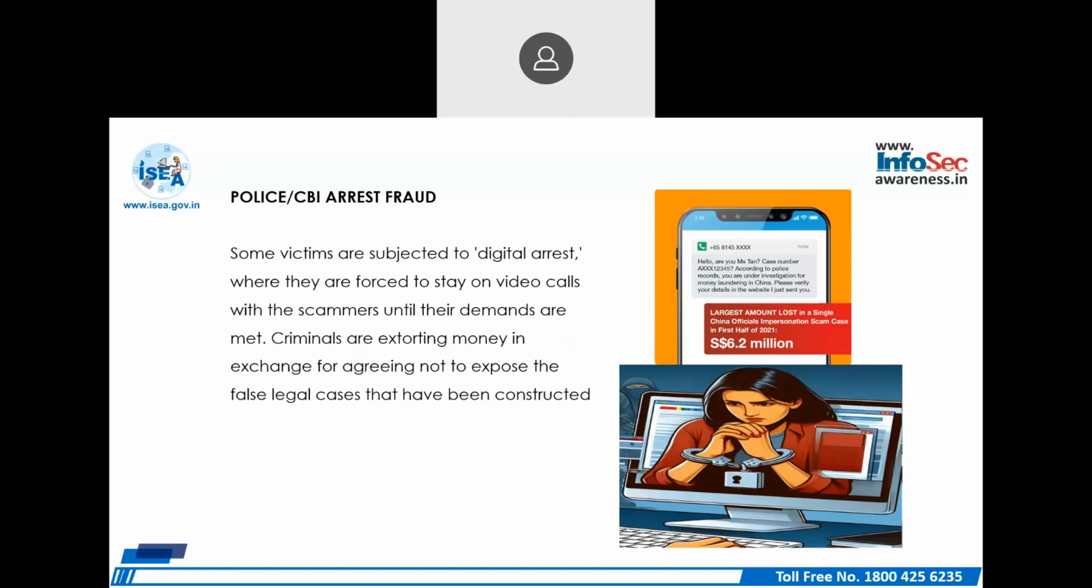Yeah, very good. Digital arrest is when someone is arresting you digitally without even coming to your home, and you, like a fool, keep sitting before the computer until the person asks you to move. Now, how it happens, let me tell you.